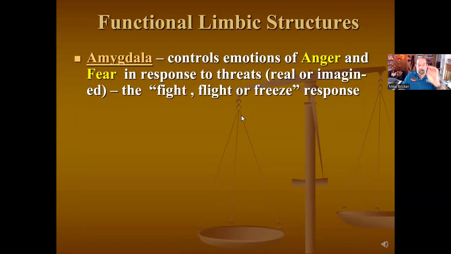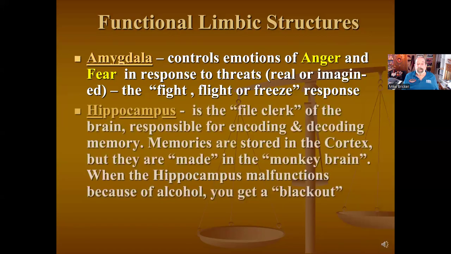Well, the amygdala, that little piece, controls emotions of anger and fear in response to threats, either real threats or imagined. This is where the fight, flight, or freeze response lives that we've heard about. Next, we have the hippocampus. That's the file clerk of the brain. The hippocampus is responsible for encoding incoming information with emotional significance. Basically, it decides what's important and what's not.